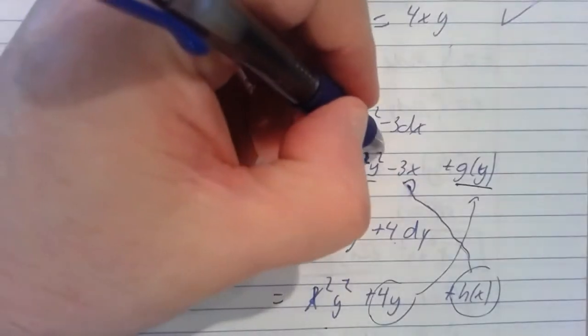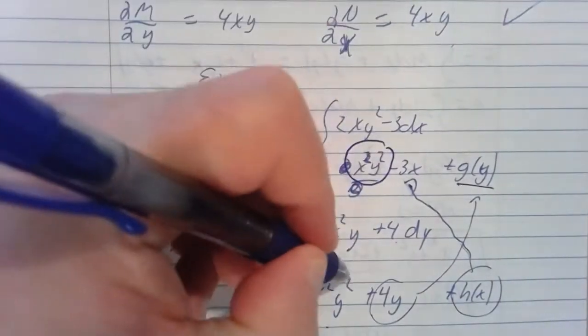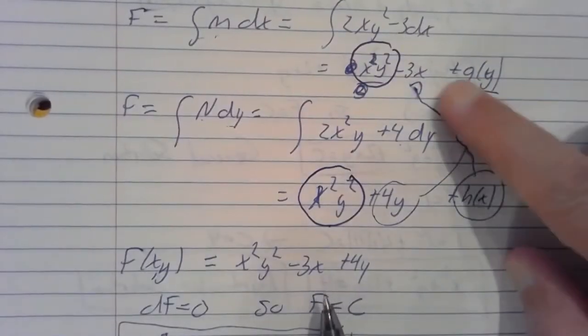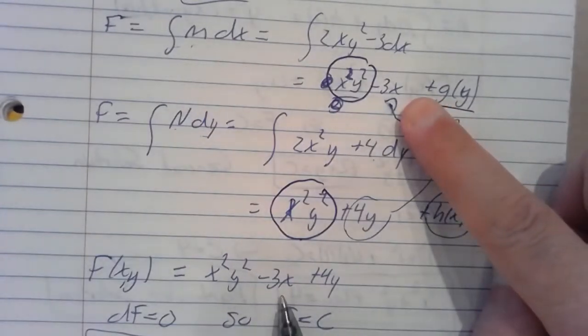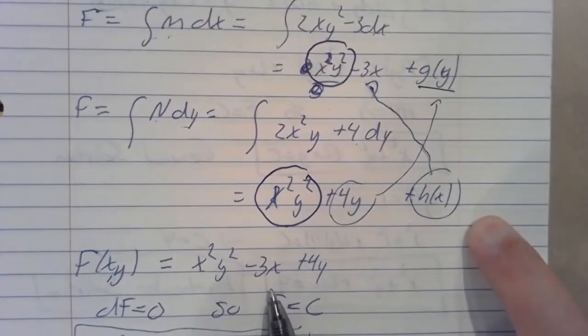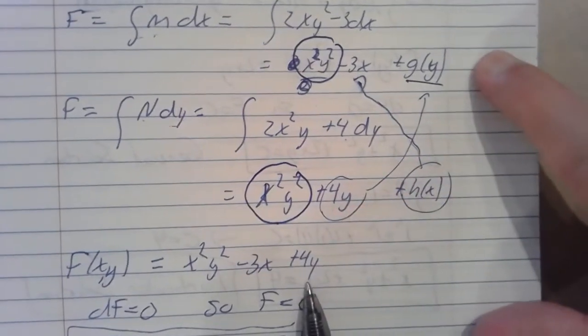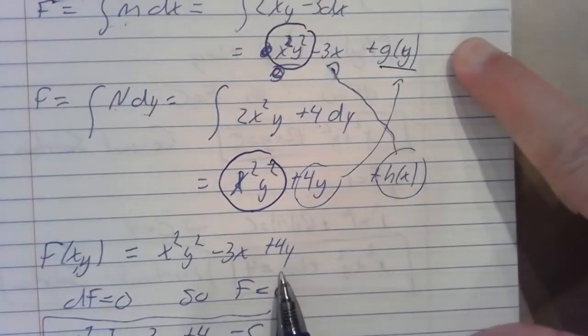Notice both of them gave us this guy, so I just write that down. Then I write down all the other stuff. Oh, I've got that extra negative 3x. That was that h of x I was looking for. I see a 4y. Oh, that was the g of y that was missing from up here.